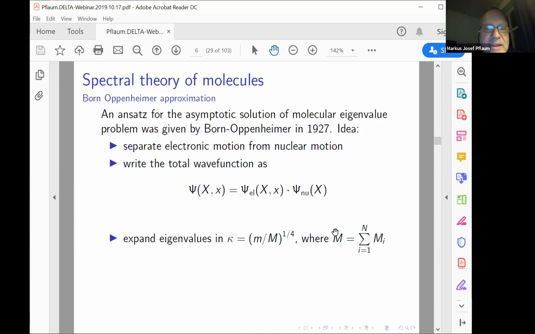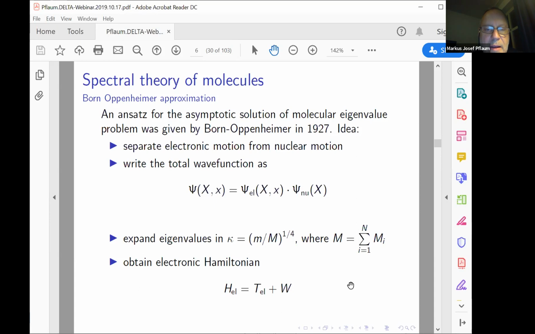Okay, and then expand everything, the spectral theory, in this kappa, which is the quotient of the mass of the electrons, little m, by the sum of the masses of the nuclei, which is much, much more. So this is a very small parameter. Via this separation, you can reduce your Hamiltonian to an electronic Hamiltonian, just taking the kinetic energy of the electrons plus the potential energy, which did not change.